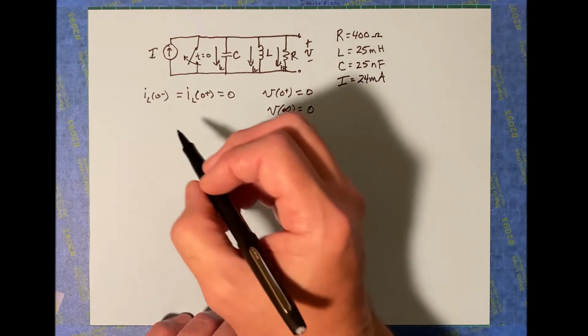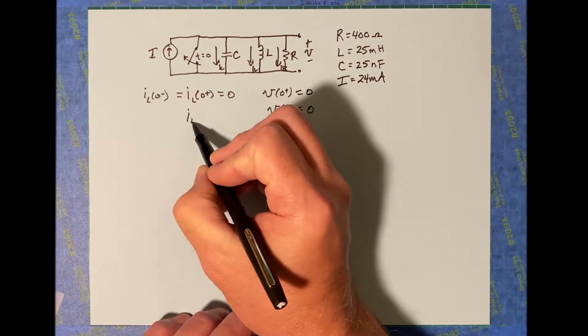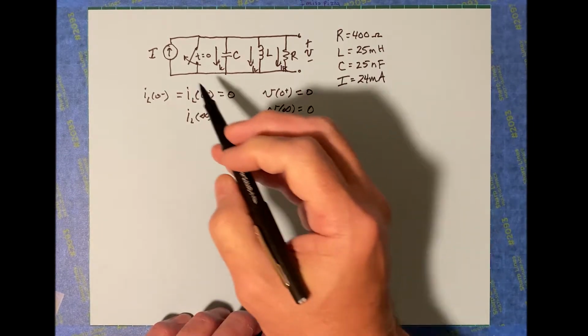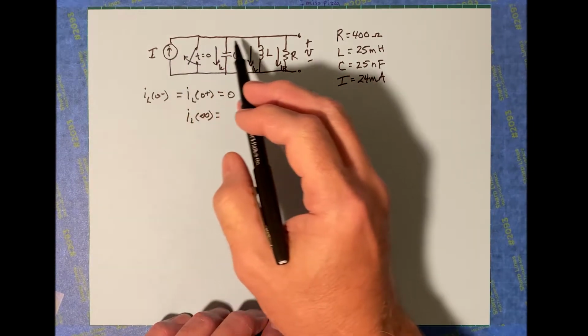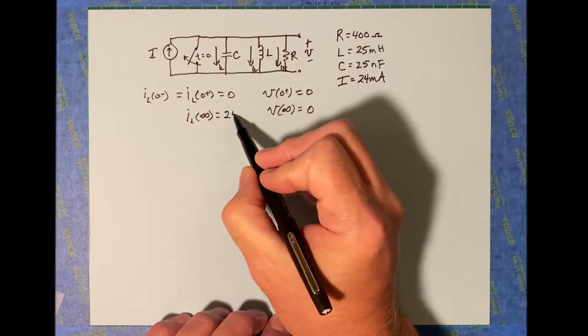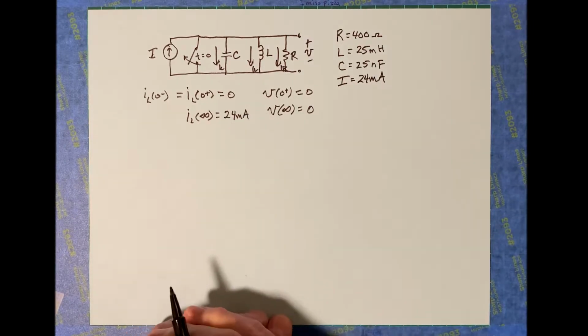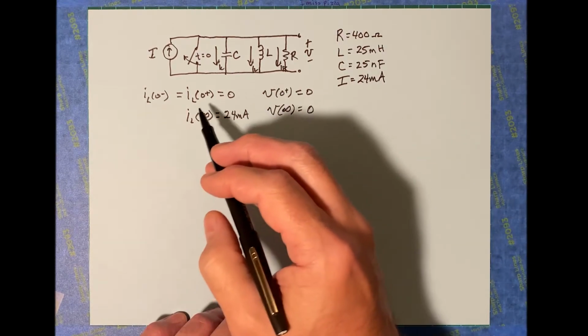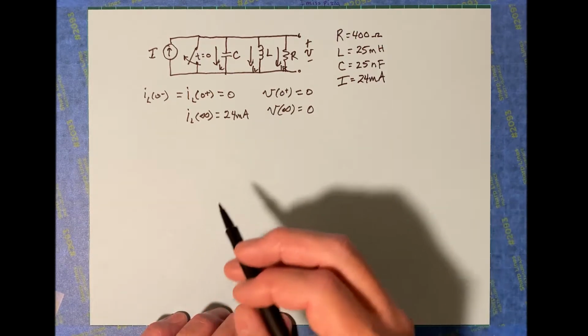All right, then let's say I sub L at infinity. What's that going to be? Well, at infinity, that's just going to be this big I. So that's going to be 24 milliamps after a long time. Okay, now we've got these initial conditions here.